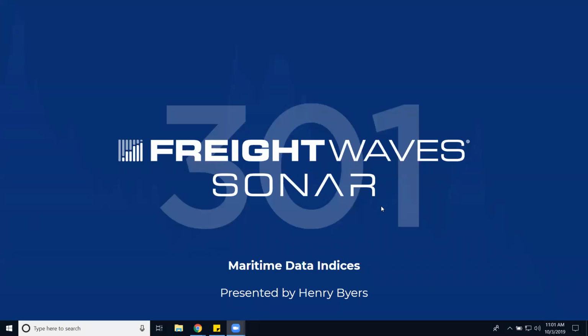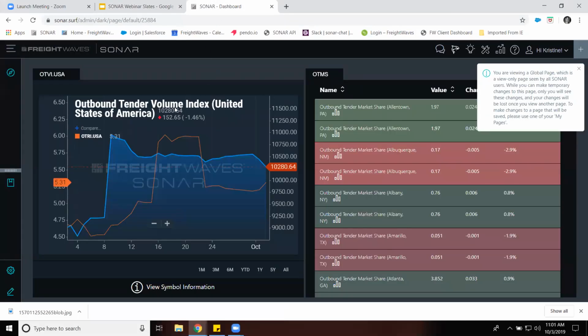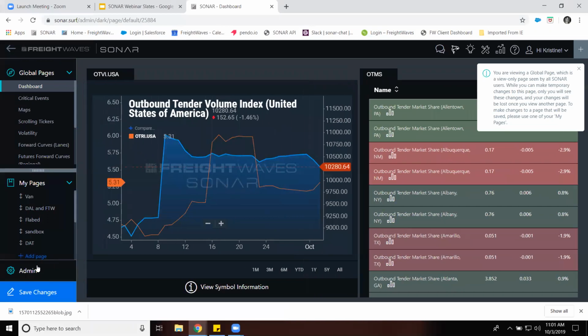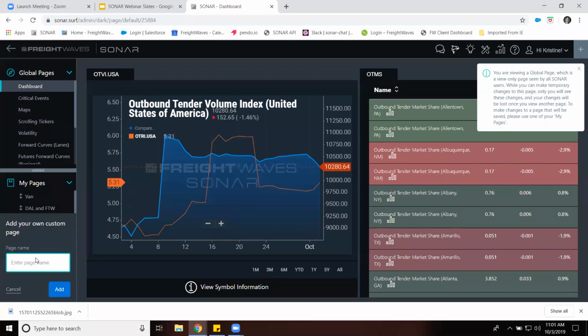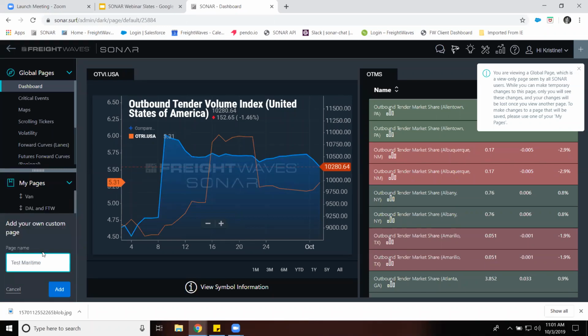So I'm going to exit out right here from where I'm presenting, and I'm going to go into Sonar. So I'm on the global pages now. I'm going to go down here and just edit pages. I'm going to do add page, and I'm just going to name this test maritime.